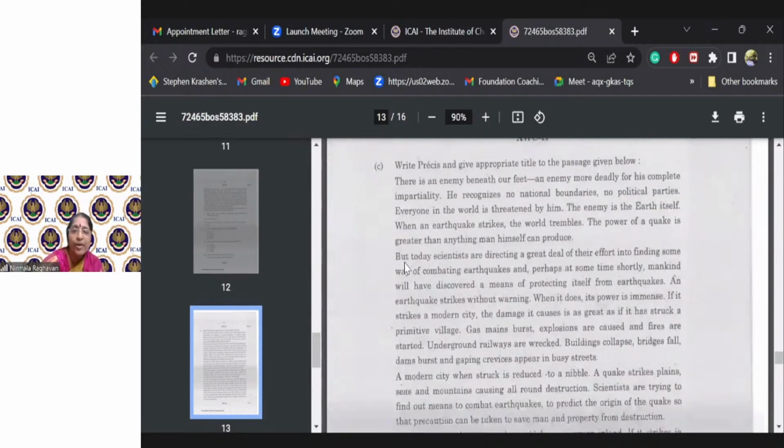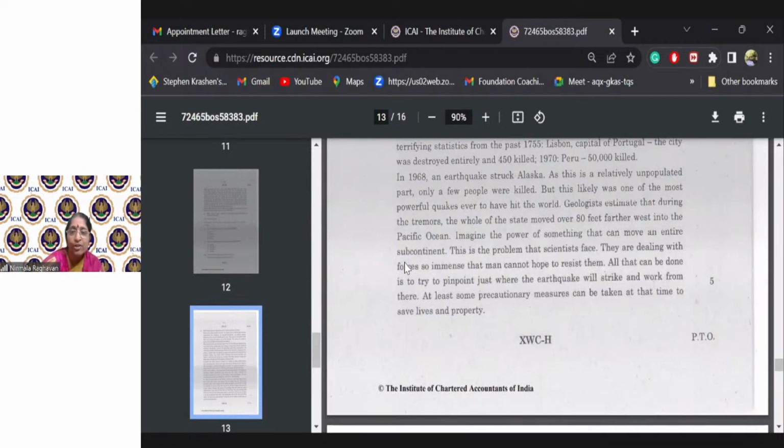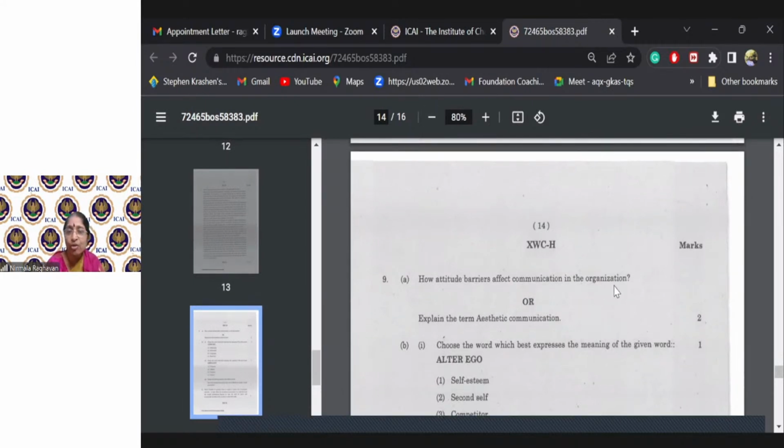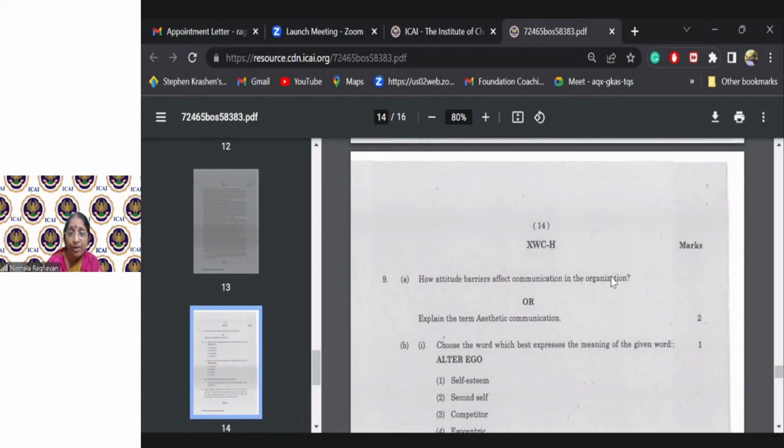Okay. Then we go to the next part. After every 5-mark question, you have a question on communication. Look at this. How attitude barriers affect communication in the organization. Sometimes the question paper might have a choice like this, but most times it may not. So you have to be ready for both. Attitude barriers affect communication in the organization. Yes, if we have an attitude that will signal to people that we will not listen to whatever they say, then communication cannot be perfect. It will not be complete. The other person will not understand the message you want to convey.